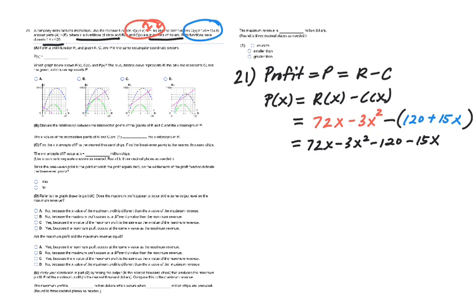Here we'll simplify this and also put it in descending order. So here let's write the negative 3x squared. 72x minus 15x gives us 57x. So we have here a positive 57x. And then minus 120. Okay, so this is our profit function: negative 3x squared plus 57x minus 120.